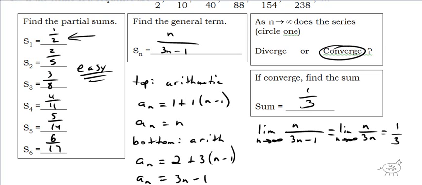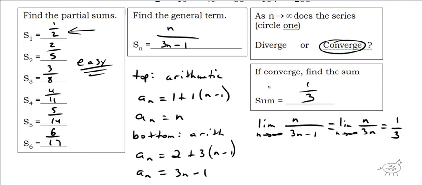Okay? I mean, you kind of see, look at the first sum is 1/2. Then 2/5, 3/8, 4/11, 5/14, 6/17. 6/17, 1/3 is 6/18. So it's going to get closer and closer and closer to 1/3. That's the sum. Okay? It's not bad. Let's do the next one.